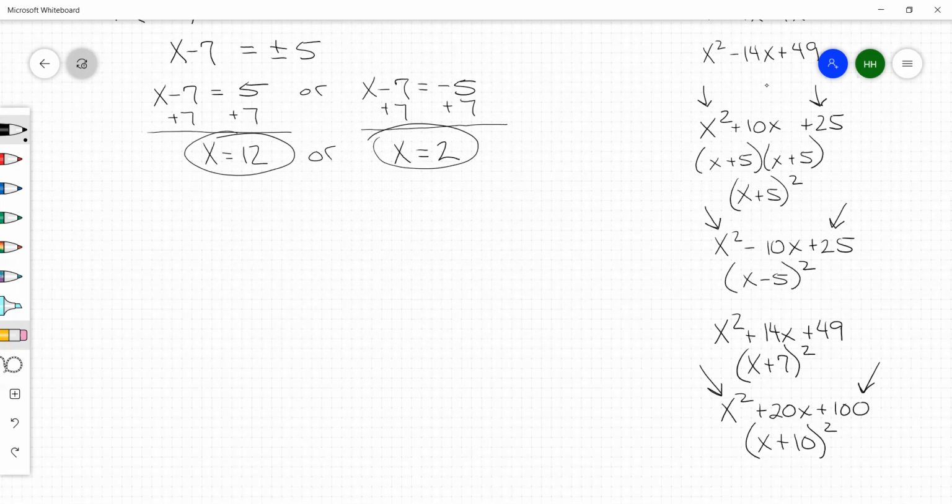Good, good, good. All right, so now you're going to learn a technique that's called completing the square.